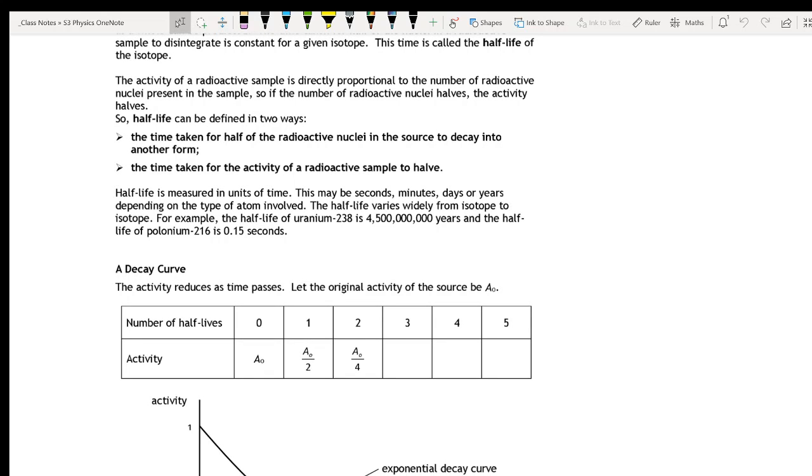So there's actually two definitions for half-life there. Those ones that are bold there. So the half-life can be defined in two different ways. These ones here.